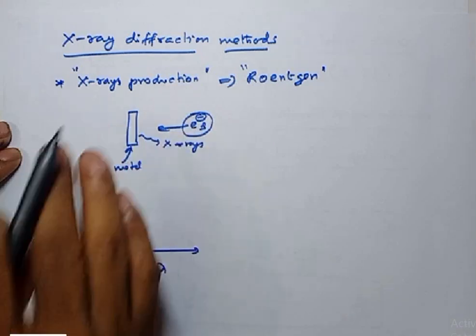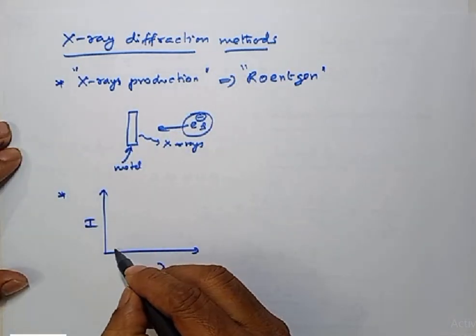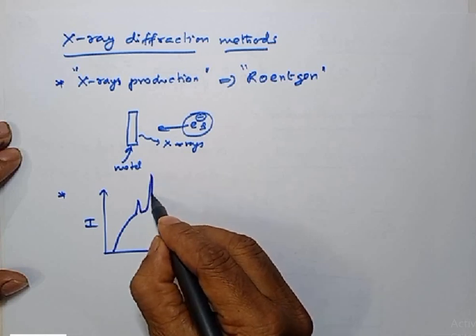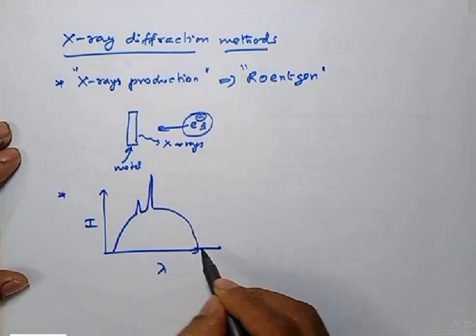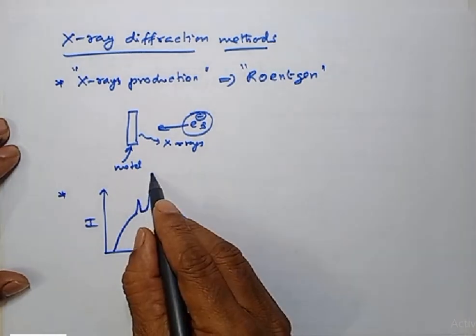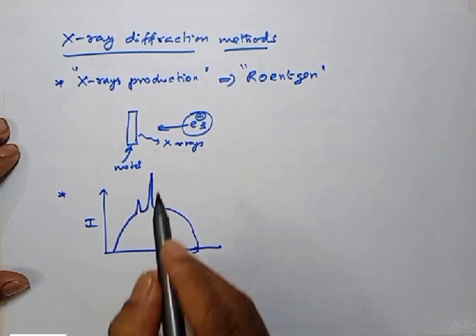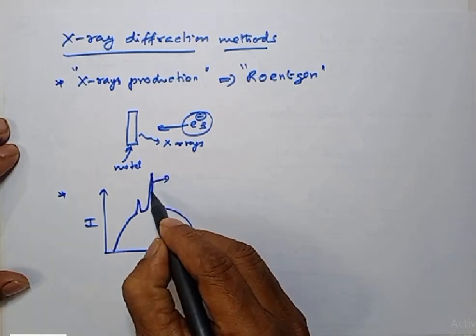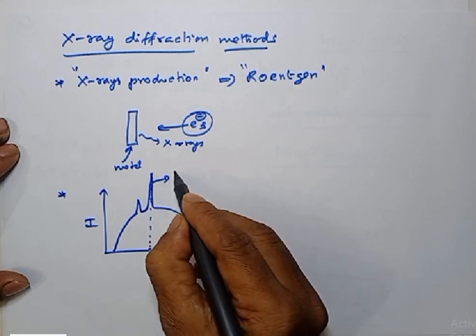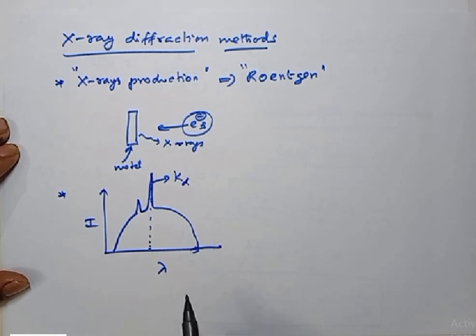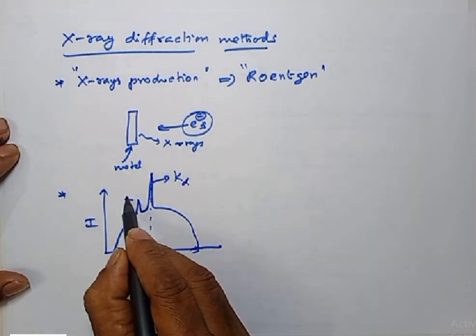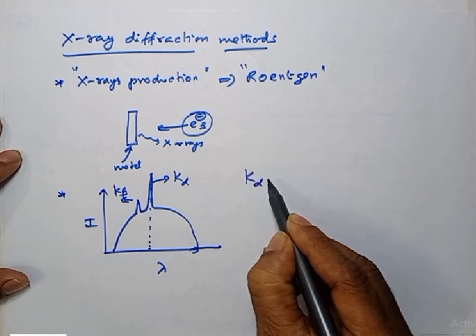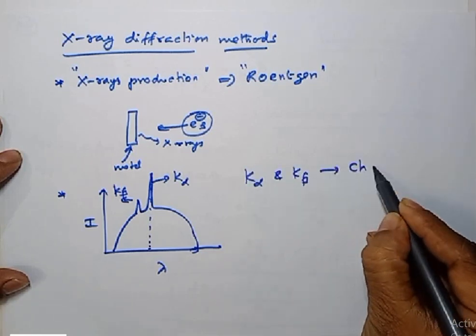But when we bombard with high energy electrons, we get X-rays that look something like this. We get a small peak, then a large peak, then it goes like this. Observe carefully, we get 2 peaks here. These are different X-rays produced. This one has a wavelength corresponding to the K alpha line, and this is K beta. We call these K alpha and K beta characteristic X-rays.